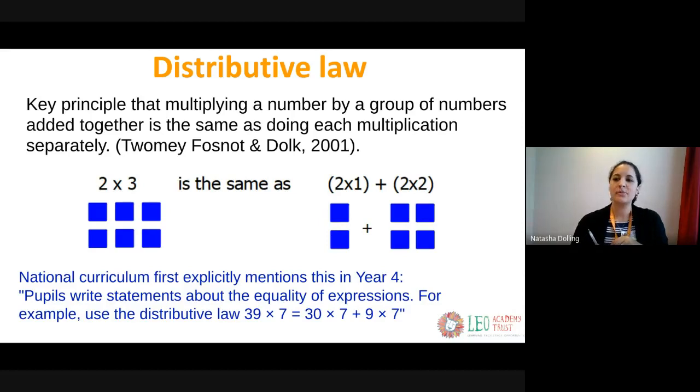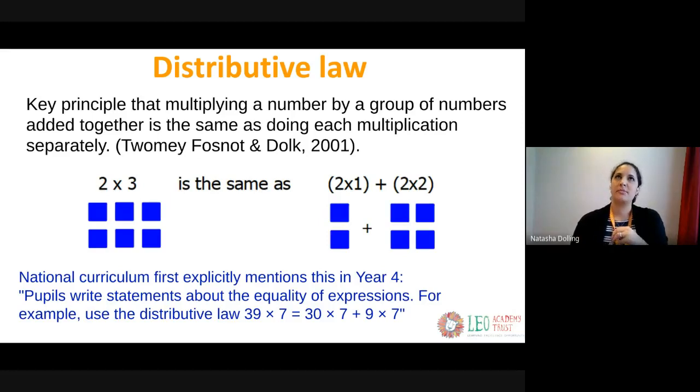And you often see this when you're doing the grid method. So for example, partitioning a 2-digit number into 10s and 1s, multiplying it separately and then putting it together. That's often where I first see it coming up, but it absolutely can be used to help learn your times tables. And I'm going to be talking about it more later.